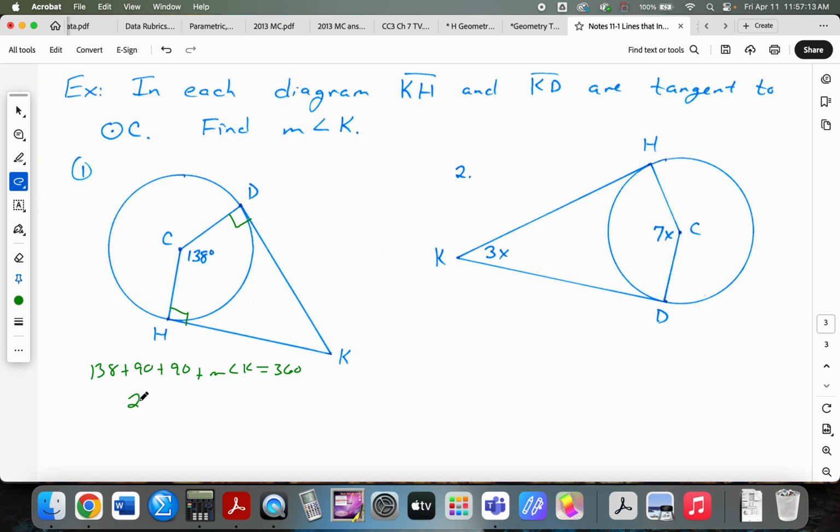Let's see, that's 180, so this is 180, 280, 318. So subtracting, I get the measure of angle K is 42.